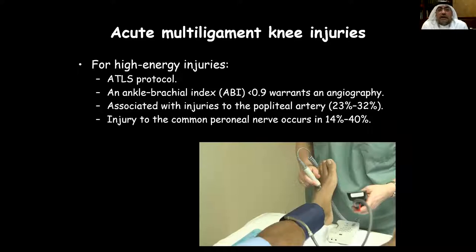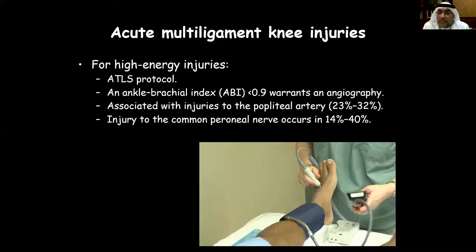And in acute trauma, especially in high energy, we have to assess these patients with the ATLS protocol. As you know, life before limb. And as I said, if we have an ABI less than 0.9, we need to do an angiogram to see where the injury is in the vessels. Maybe he has an intimal injury. Most likely, these cases can have a popliteal injury because that's around the knee.